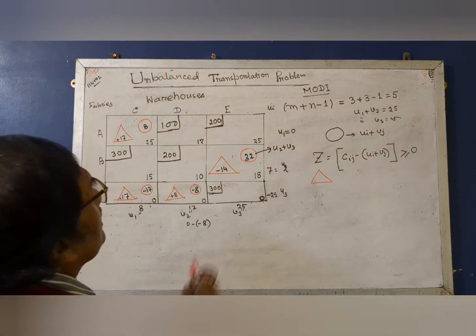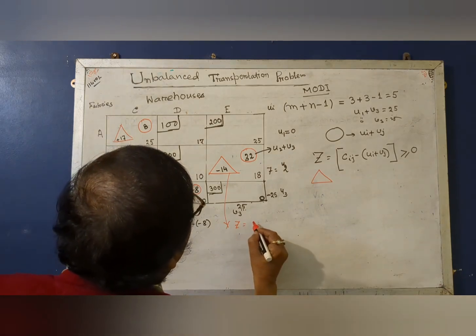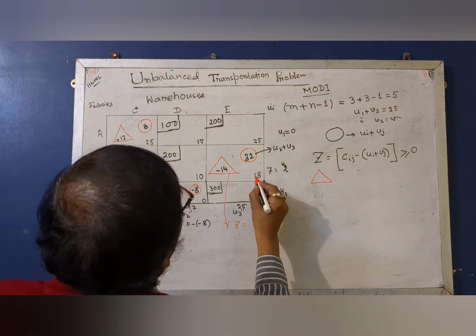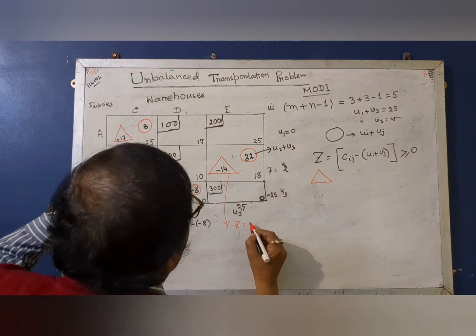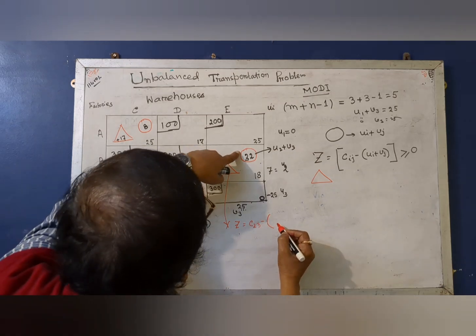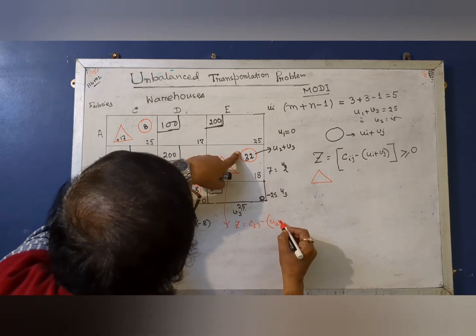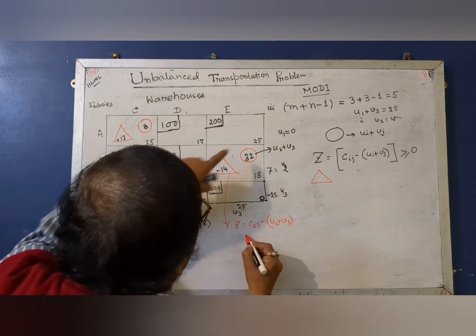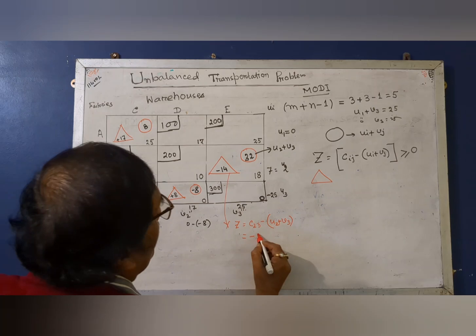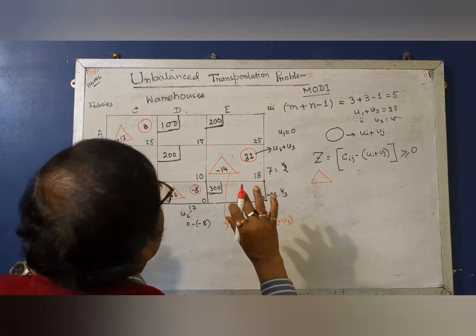These are the net evaluations. You can say net evaluations means Z is equal to Cij cost. Cij in this case, 2nd row, third column, C23, minus (ui plus vj). Ui means u2 plus vj means v3. This calculated value is negative, not positive. That's why we have not reached the optimum.